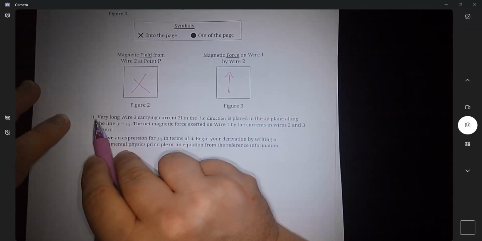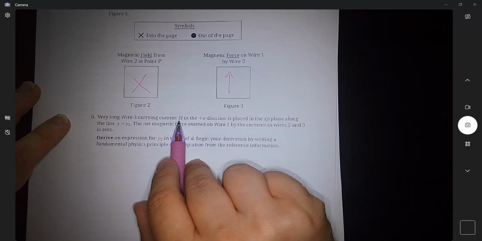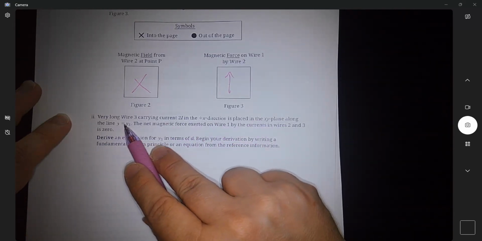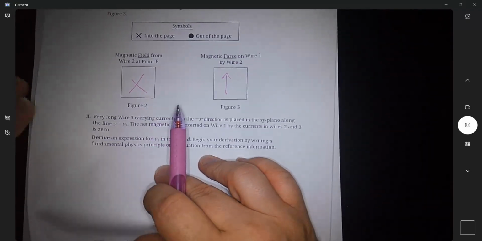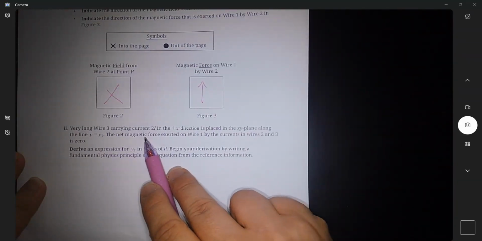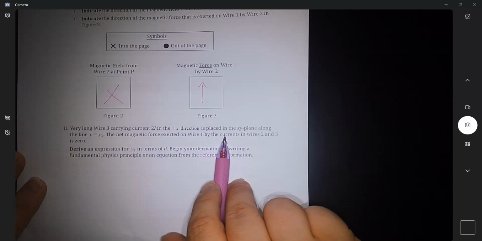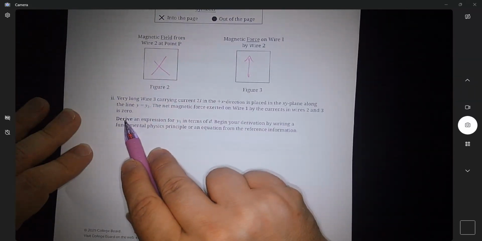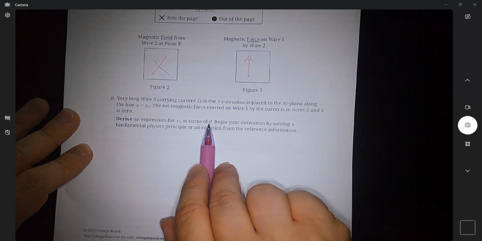Very long wire 3 is carrying current 2I in the positive x direction and is placed in the xy plane along the line y equals y3. Do we have a picture for that? Y equals y3. No? Okay. The net magnetic force exerted on wire 1 by the currents in wires 2 and 3 is 0. Oh, okay. Derive an expression for y3 in terms of d.